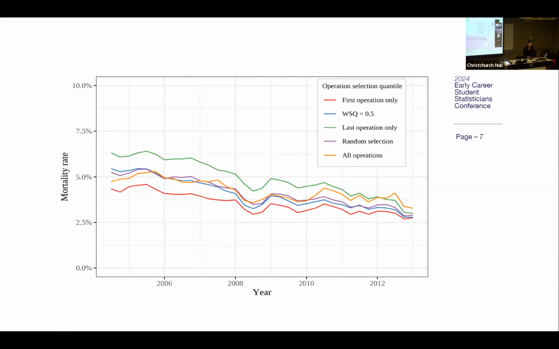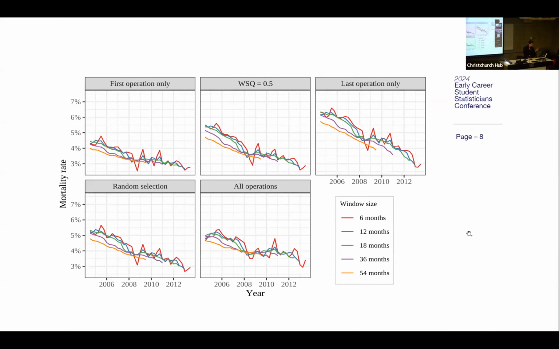But it's actually not the case, because I looked at the moving average mortality rate across different window sizes and different operation selection methods, and you can see that the impact of the selection method isn't consistent across the study time frame. So even if everyone uses the first-operation-only method, the results might still vary depending on the duration of the data set they have.